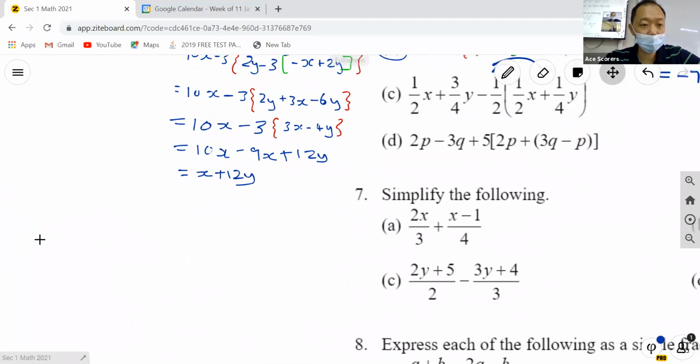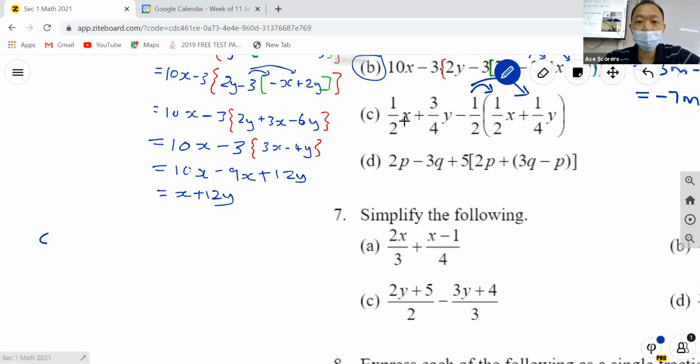Okay, come. Let's look at C, right? Let's find some space. Let me do C here. So C, you see the first part, there's nothing much to do. Just write half x. Let's continue, half x plus 3/4 y. Now we do the rainbow.